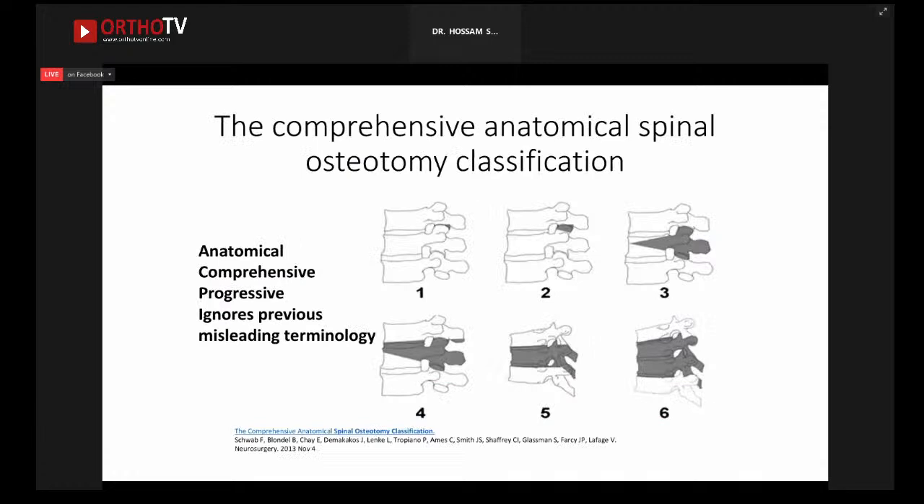This is the Frank Schwab comprehensive anatomical spinal osteotomy classification, and it's important to remember it. Vertebral body osteotomies start from type 3, a PSO, and the extended PSOs, into the VCR and the more than one level VCR.